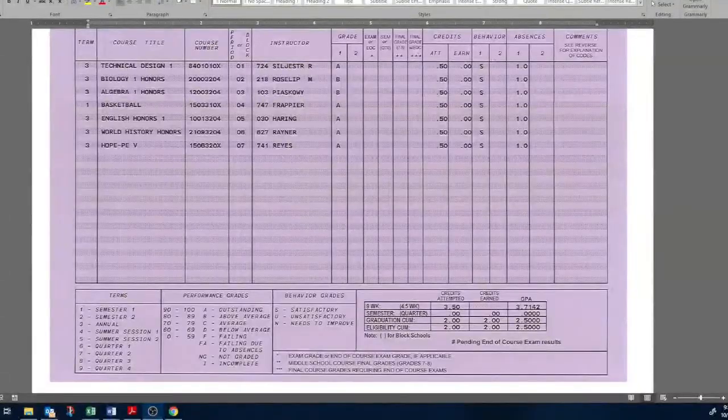So first, let's get to the report card. All right, guys, so here on the screen is a high school report card. Let me draw your attention to a few things. Here in the left column are the term numbers. They're either 1, 2, or 3. 1 is first semester, 2 is second semester, 3 means it's a year-long class. These are your course titles, these are your course numbers, your periods, your teacher names, and these are your grades for the first 9 weeks.